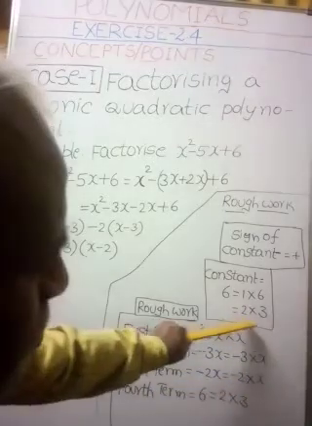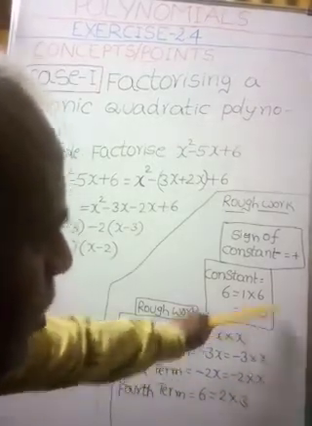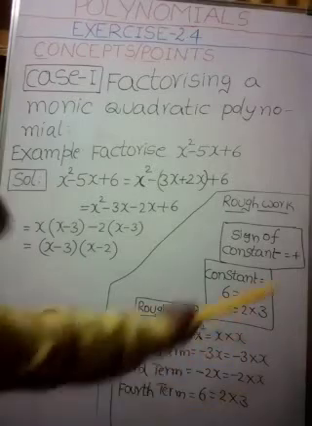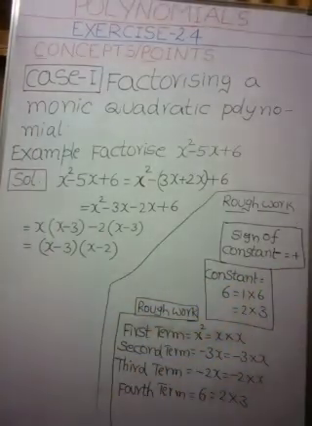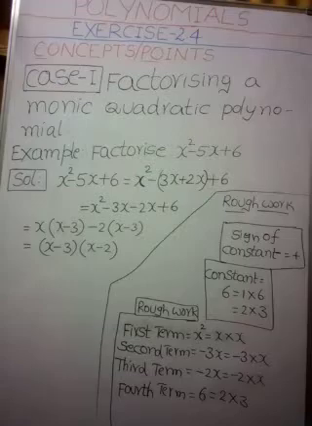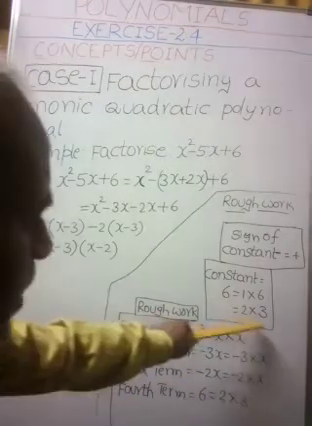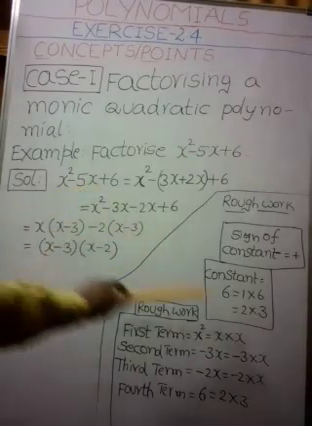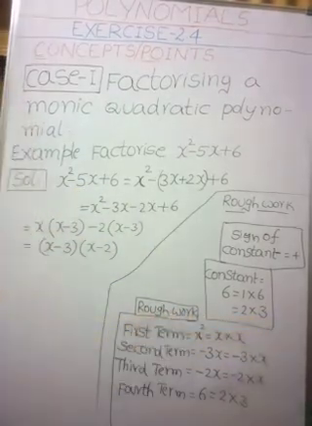Now take these two factors 2, 3. The sign is plus, means addition. If your sign is minus, subtract. That is a trick here. So 2 plus 3. What will you get here? 5. So we can split 5 as 2 plus 3 or 3 plus 2.